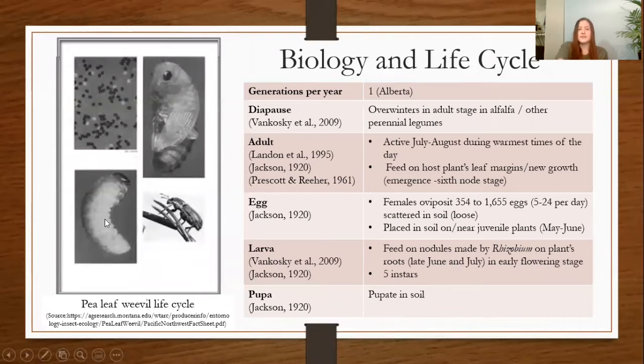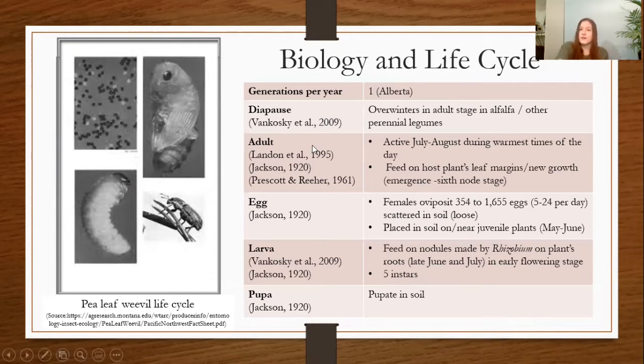So this is a picture of the complete life cycle, and the biology and life cycle of the weevil is what we're going to be talking about in this slide. So they have one generation per year in Alberta, and therefore they must enter diapause because we have a very cold winter here in Canada. They overwinter in the adult stage in alfalfa and other perennial legumes, like inside the crop.